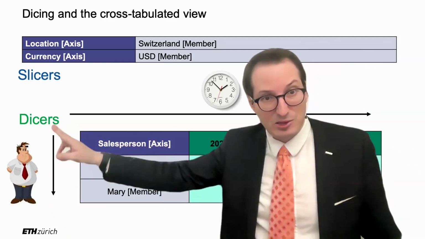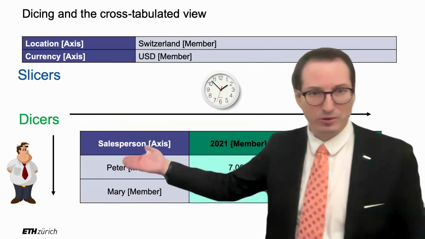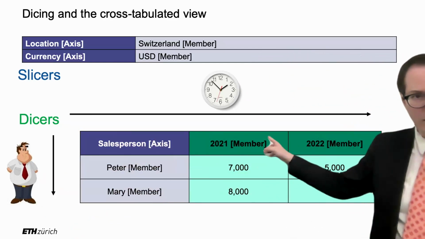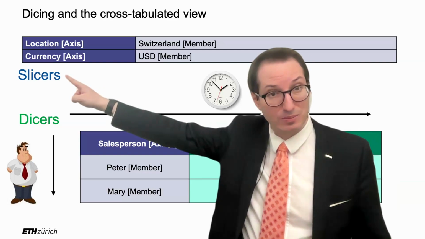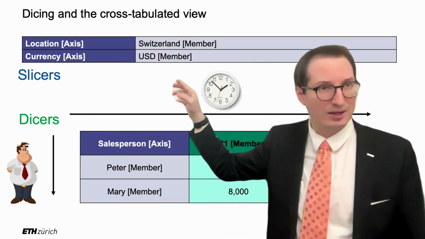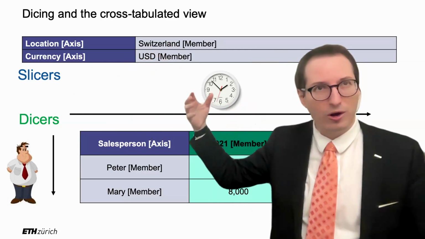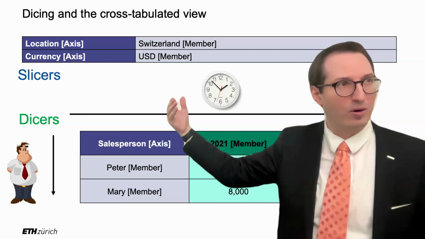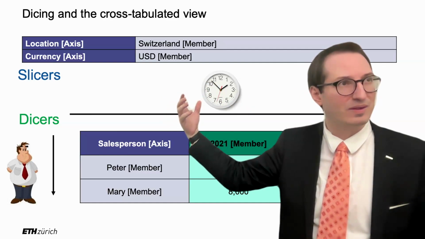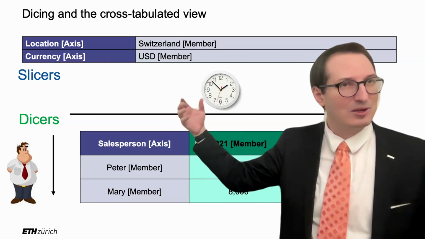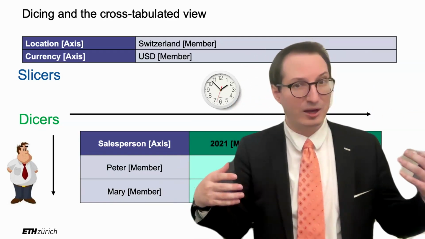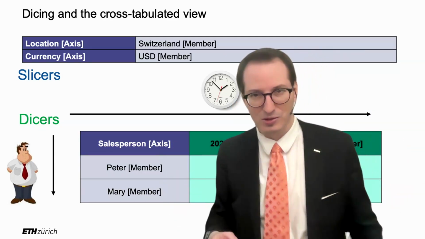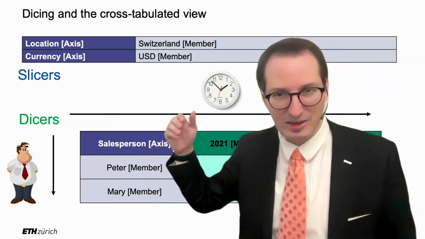These are called dicers. You dice on the salespersons and on the period, and these are called the slicers because you slice on Switzerland and US dollars. Who heard of slicing and dicing before? Who has heard this expression? Never? So you might hear it in the future. We call it slice and dice. When you have a data cube, you slice and dice. This is something that you might hear. And slicing and dicing means this.